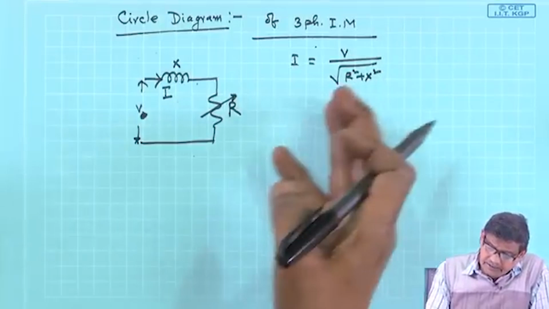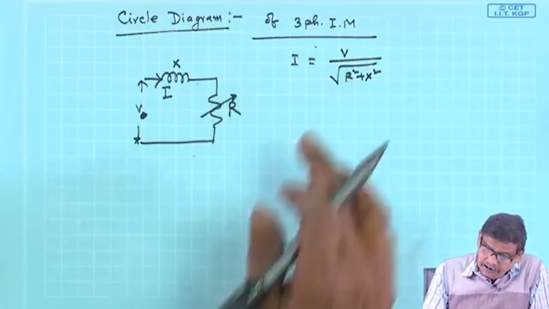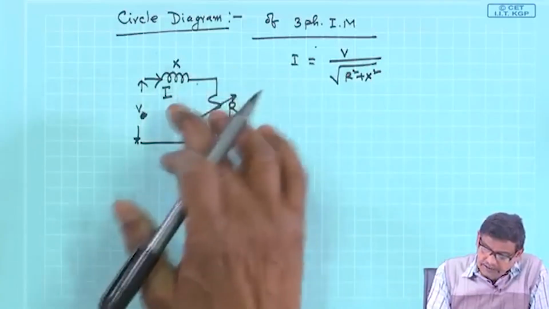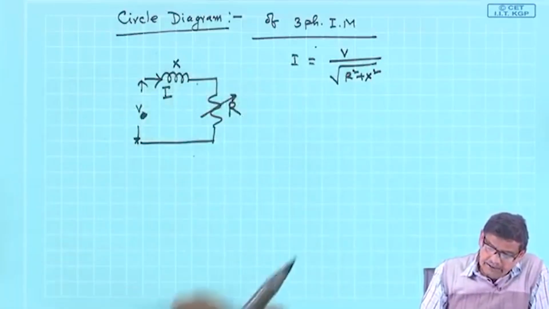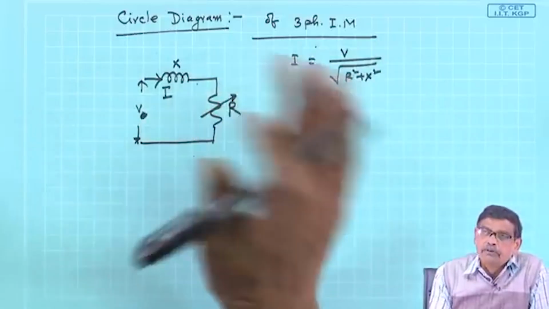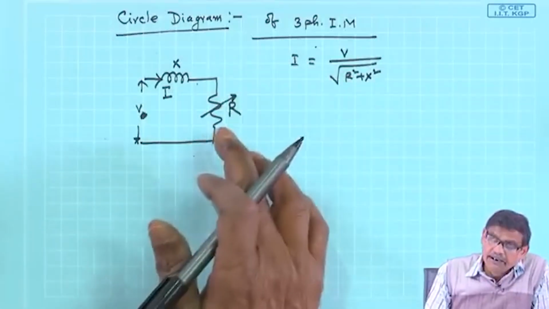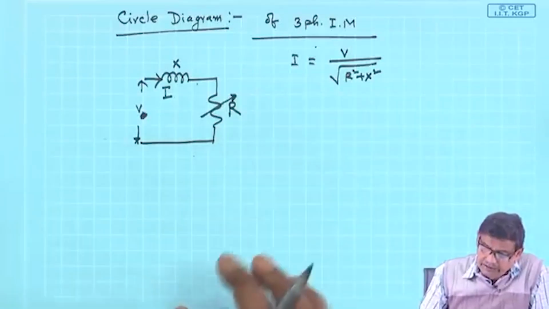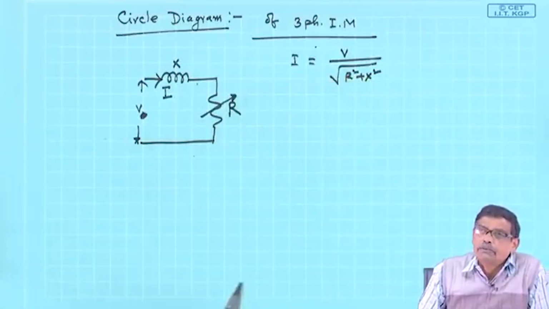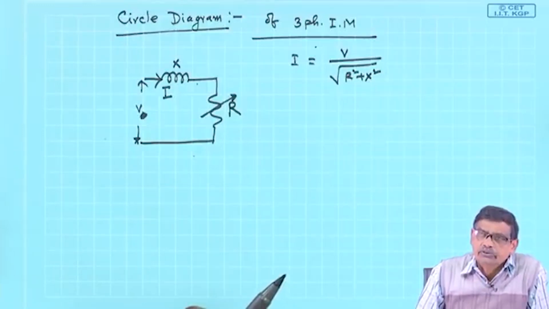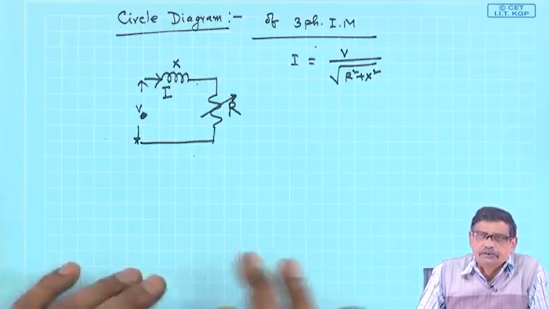What are the things I know? When R is 0, current will be V by X, correct, because impedance is X only, and this current phasor will lag the supply voltage by 90 degrees. And when R is infinitely large, I can easily see the impedance of the circuit will be infinitely large, so current drawn will be 0. So, these 2 points I am pretty sure.